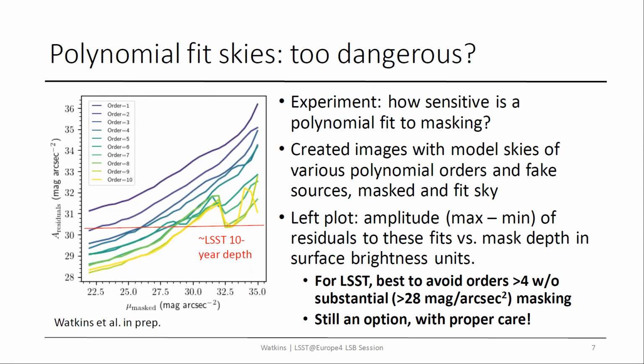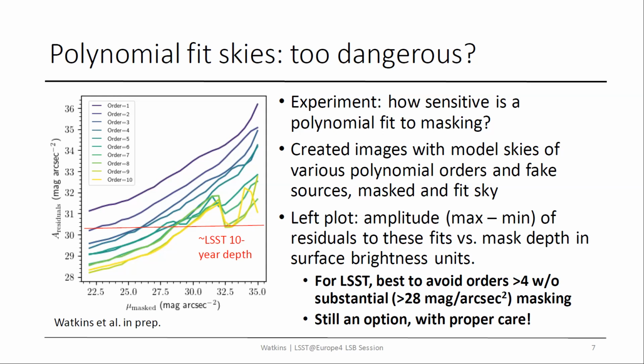I created a slew of model images with model skies with polynomial orders ranging from 1 to 10. And then I would mask the images after injecting fake sources, fake galaxies, stars, things like that. I would mask them down to different surface brightness levels and then refit the sky using the same polynomial function, and just see what the residuals look like for different mask depths.